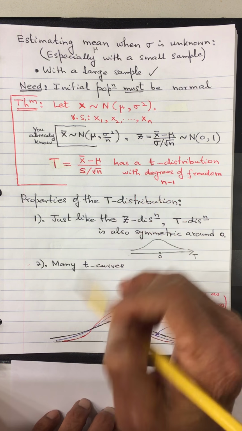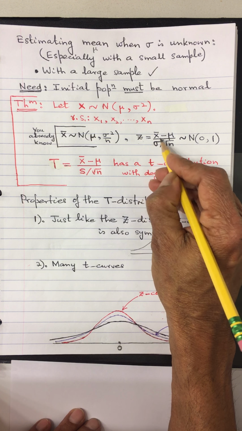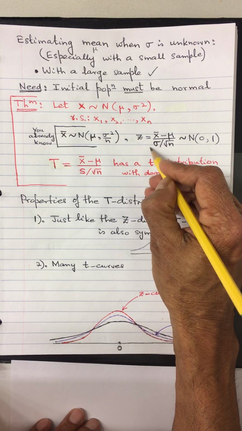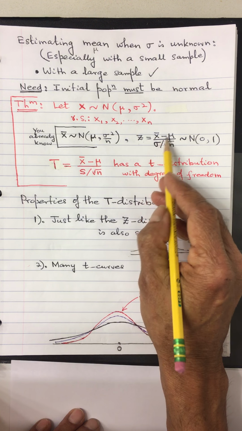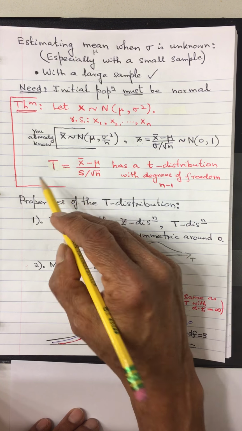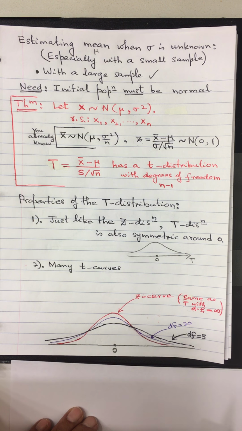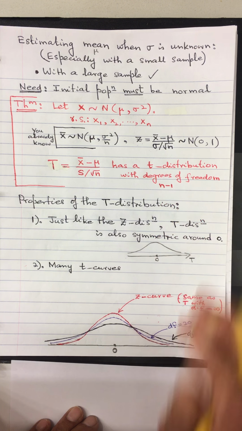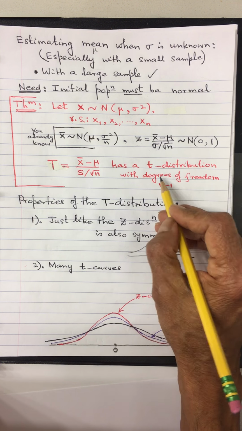Now what we are going to do is replace this sigma by the S value, which is the sample standard deviation. The minute we replace sigma by the S value, this theorem is saying that this quantity is no longer going to follow the z curve. It's going to follow a different distribution, known as the t distribution, with degrees of freedom n minus 1. In other words, the sample size minus 1. That quantity is known as the degrees of freedom.